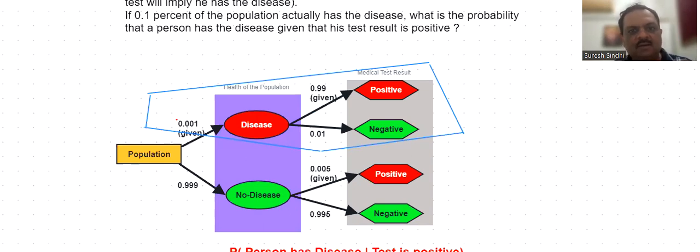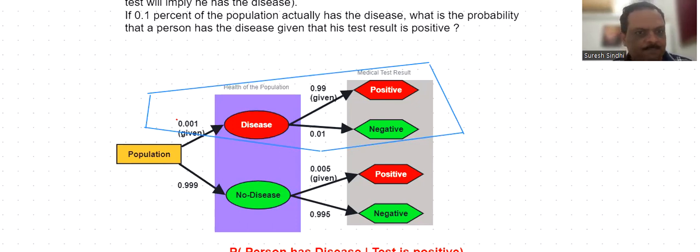That means for the remaining 0.01, the laboratory is saying that the disease is not present, but in fact, the disease is there. So the disease is there, but the laboratory result is saying that it is not there. The probability is 0.01. 1 minus 0.99 is 0.01. So this is the first thing which is given.